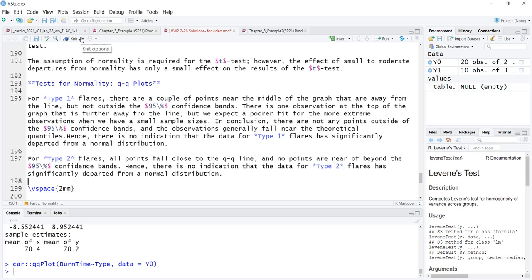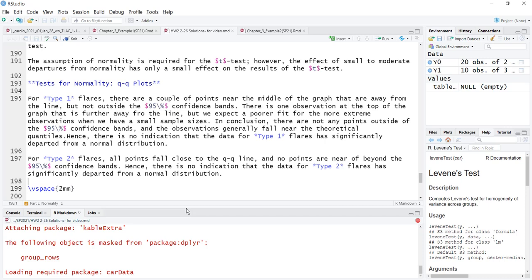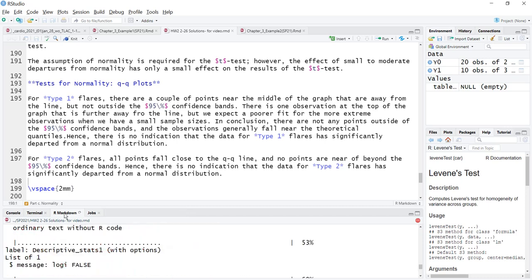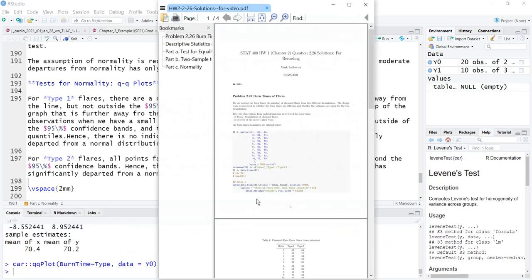Now, to knit this, I come up here and I say knit to PDF, and let's see if I've made any mistakes, because if I've made any mistakes, it's not going to do it. You see that it goes to the R Markdown and it goes through stuff, and then it's got this output file, and hey, it popped up, so I didn't make any mistakes.